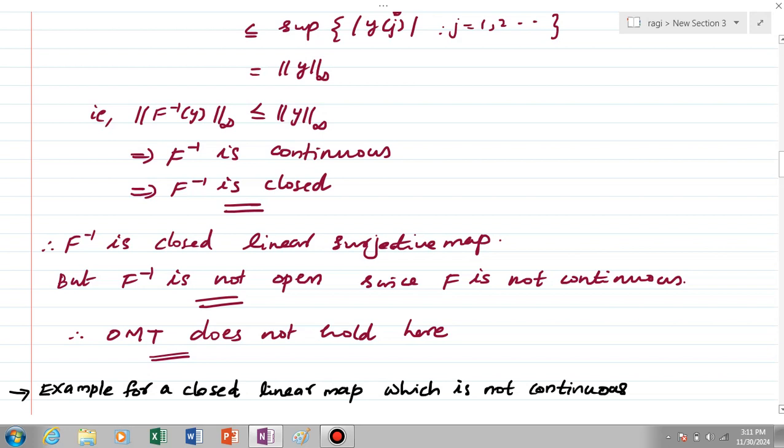Okay, so we have seen a closed linear surjective map which is not open, but the open mapping theorem says that if X and Y are Banach spaces, then every closed linear surjective map is open and so continuous. But here the open mapping theorem fails because here X and Y are C0, which is clearly not a Banach space.